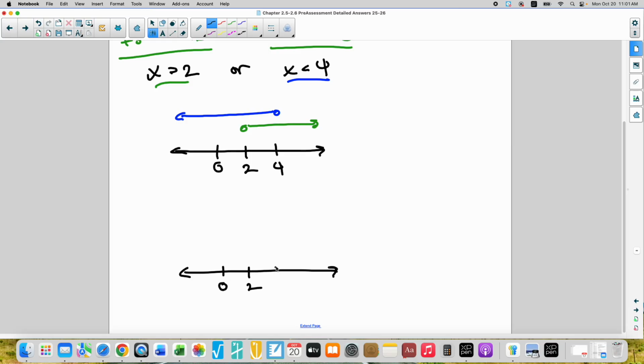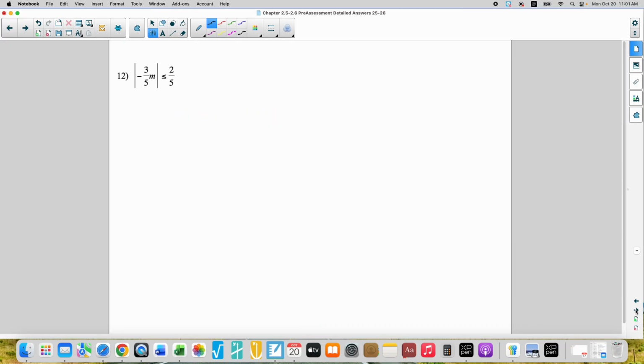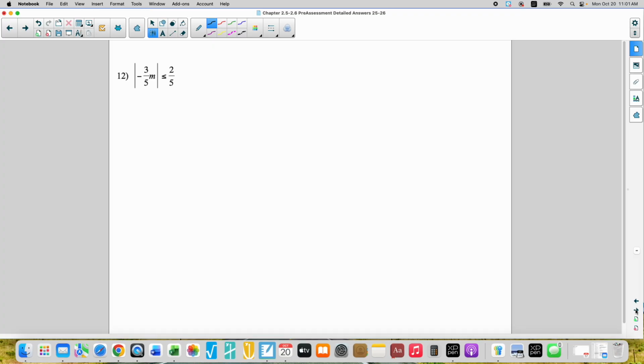0, 2, 4, and then we're going to draw a line with arrows above it. You must graph all real numbers. You can't just leave the graph blank. That doesn't make sense to me. So make sure that you're doing that.